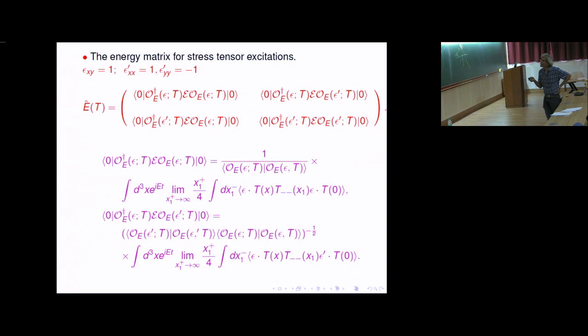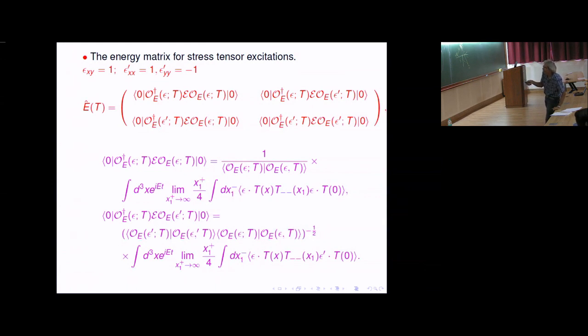And here is the polarization for the stress tensor. You can choose x,y to be 1, and for tracelessness, x,x is 1 and y,y is -1. And you construct this polarization matrix. And of course, this epsilon is this operator where you integrate it, as x minus, and you push it to infinity, and you have to do this integral. And this is the 3-point function.